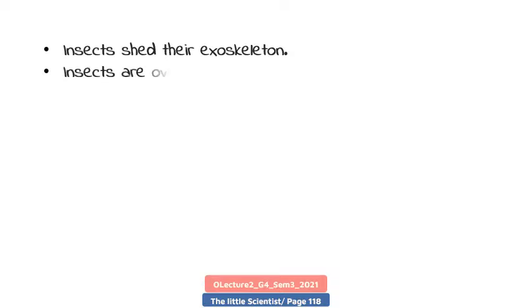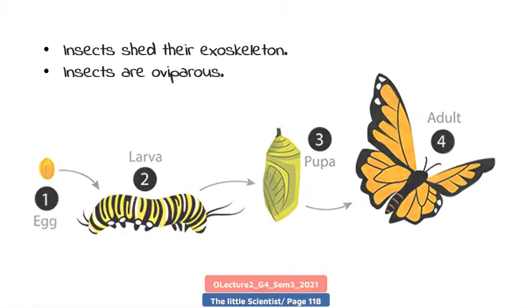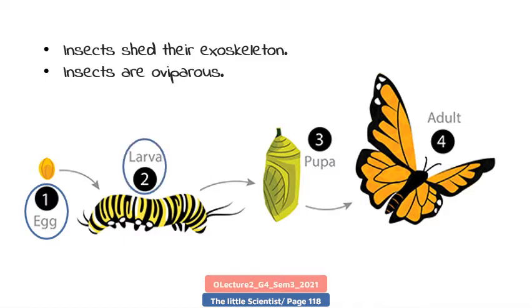new one. Insects are oviparous. An adult insect lays eggs on the plant's leaves. A larva hatches out of the egg and grows into a pupa. The pupa will grow into an adult, and here are the 4 stages of life of an insect.